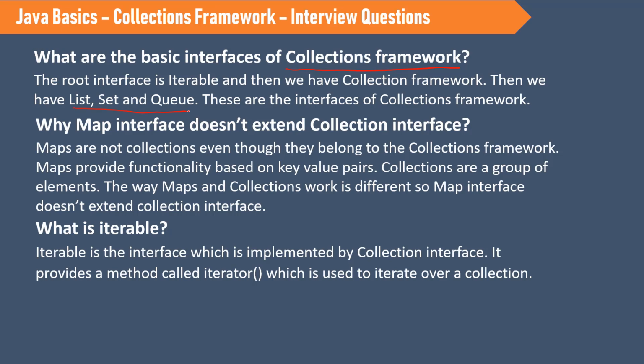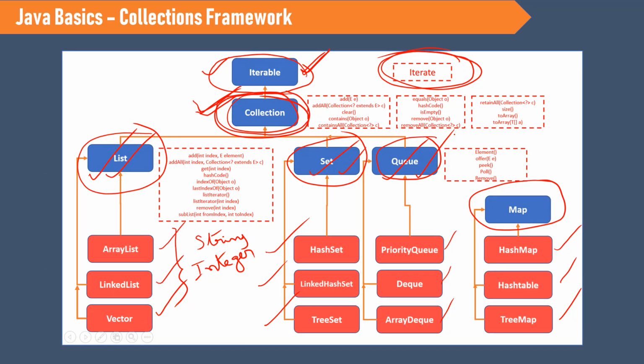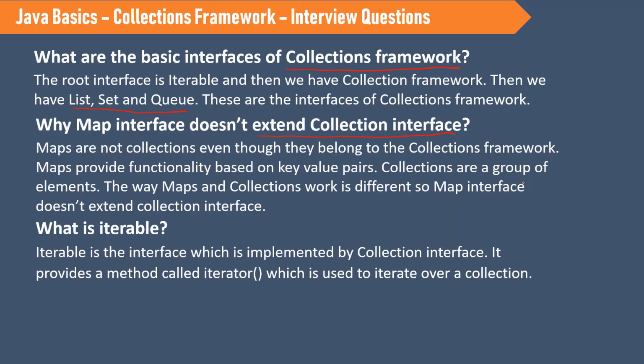Why doesn't the Map interface extend the Collection interface? If you see this diagram, the Map interface is there in the collections framework, but it is not extending the Collection interface. The reason is, a map is really not a collection. It stores the data in key and value pairs. So maps are not collections, even though they belong to the collections framework.